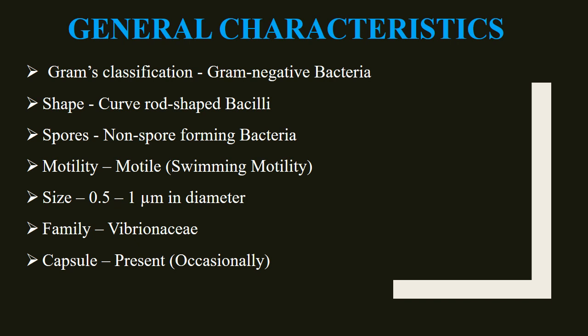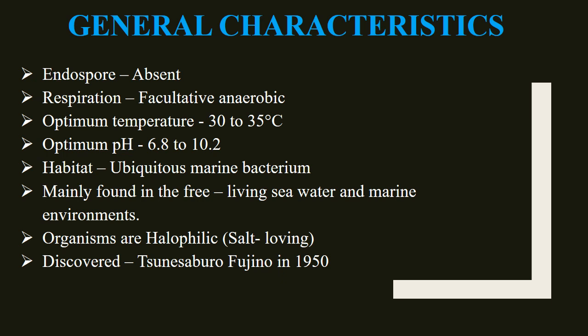The size ranges from 0.5 to 1 μm in diameter. It belongs to the family Vibrionaceae. The capsules are occasionally present. The endospores are absent. Mode of respiration, facultative anaerobic. Optimum temperature 30 to 35 degrees Celsius and the pH 6.8 to 10.2.